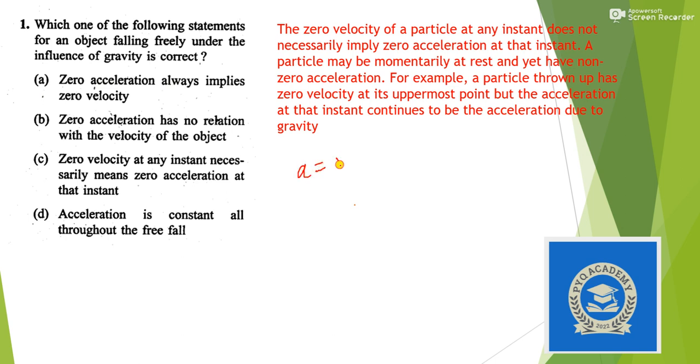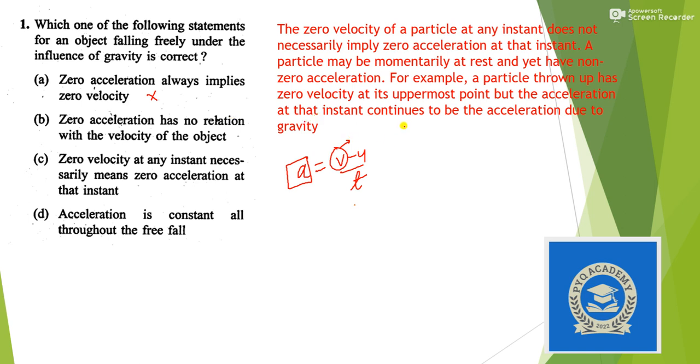acceleration is the change in velocity per unit time. So if there is no change in velocity then the acceleration will be zero. And it is possible when the velocity is not zero but is positive, and at the same time acceleration will be zero. So zero acceleration doesn't always imply zero velocity.